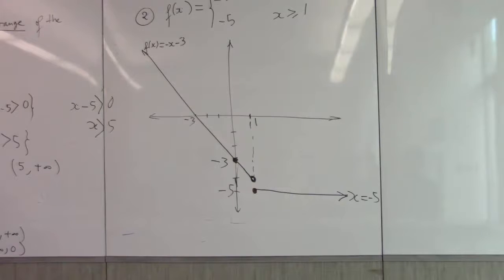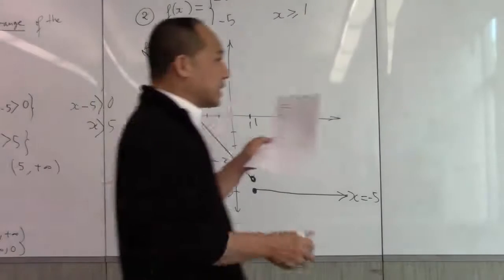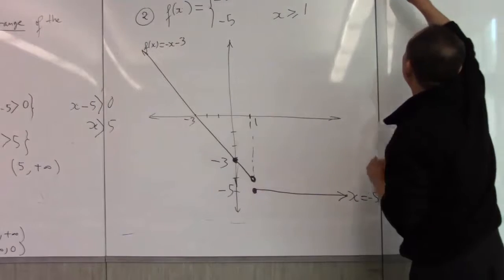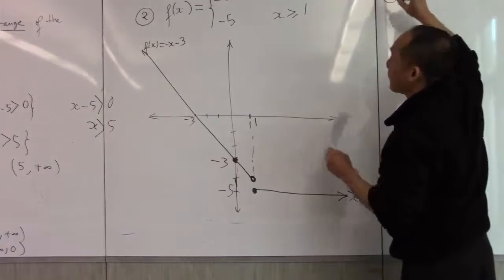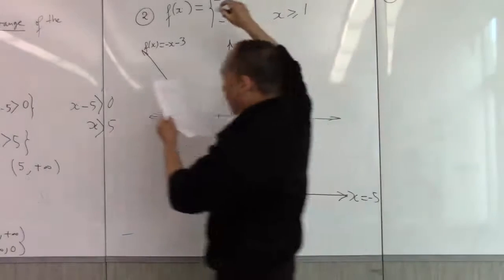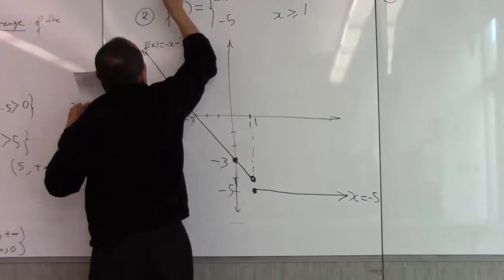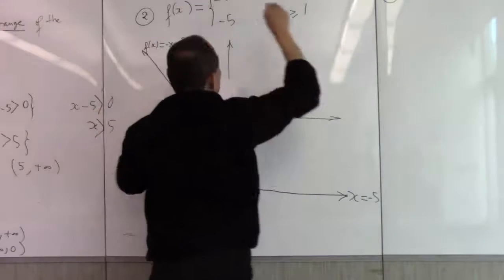Now, number 3. They ask you to determine if the function is even, odd, or neither. Number 3. That is a graph. Number 3.